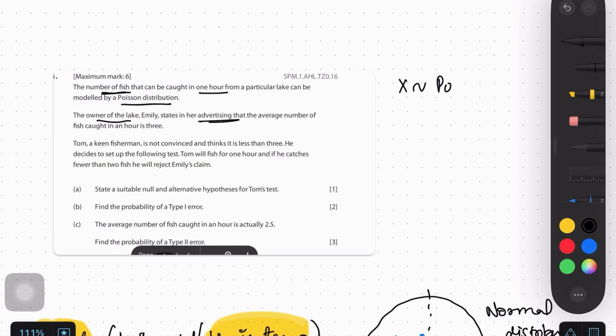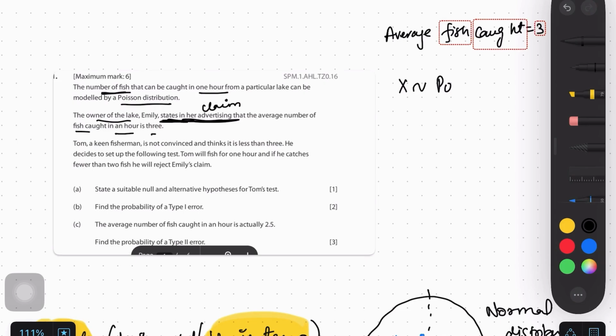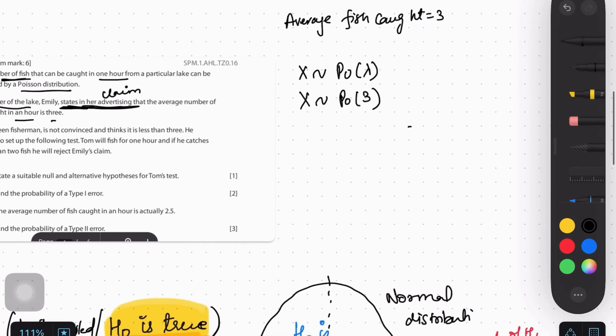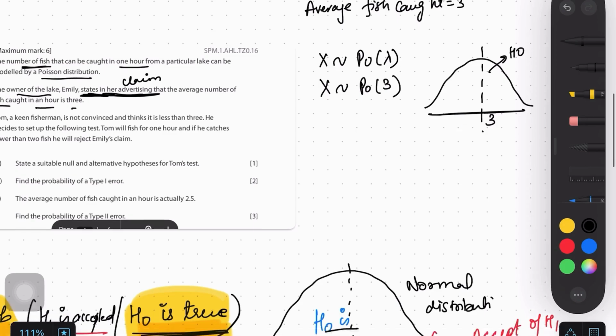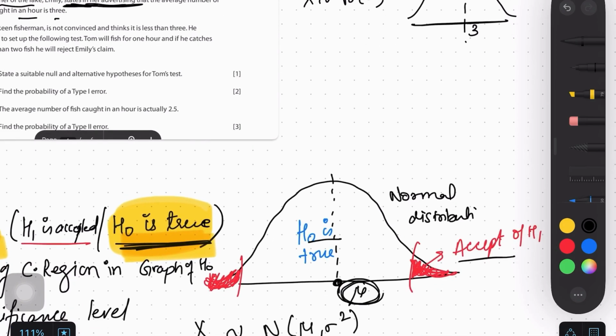If I try to annotate it now, this is where H0 is true and this is where H1 is true, and I am trying to find the probability of the red region here, which is called the critical region, right? So type 1 error is nothing but the probability of the critical region in the graph of H0, which is the same as your significance level.